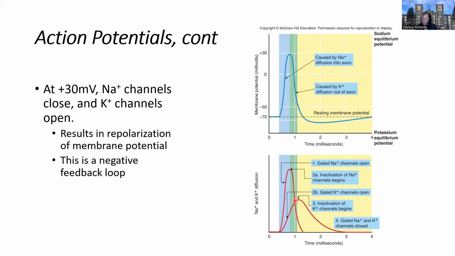Potassium can move out of the cell, and then the inactivation of that gate on potassium channels will result in the membrane potential going below. So it's going to move downward or become more negative. And then finally, we're going to have the sodium channels and potassium channels both being deactivated. And then the sodium-potassium pump is what helps to correct the resting membrane potential.